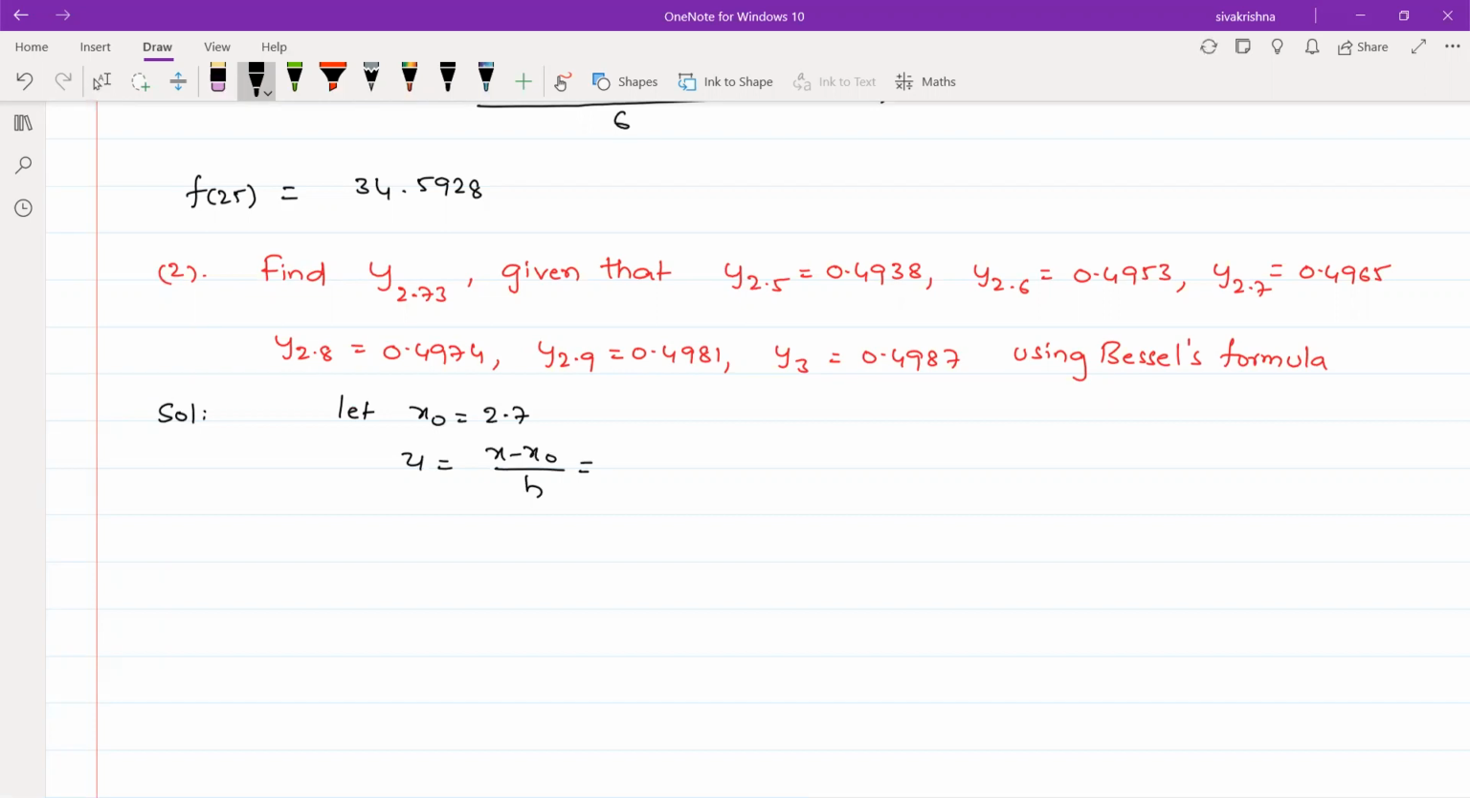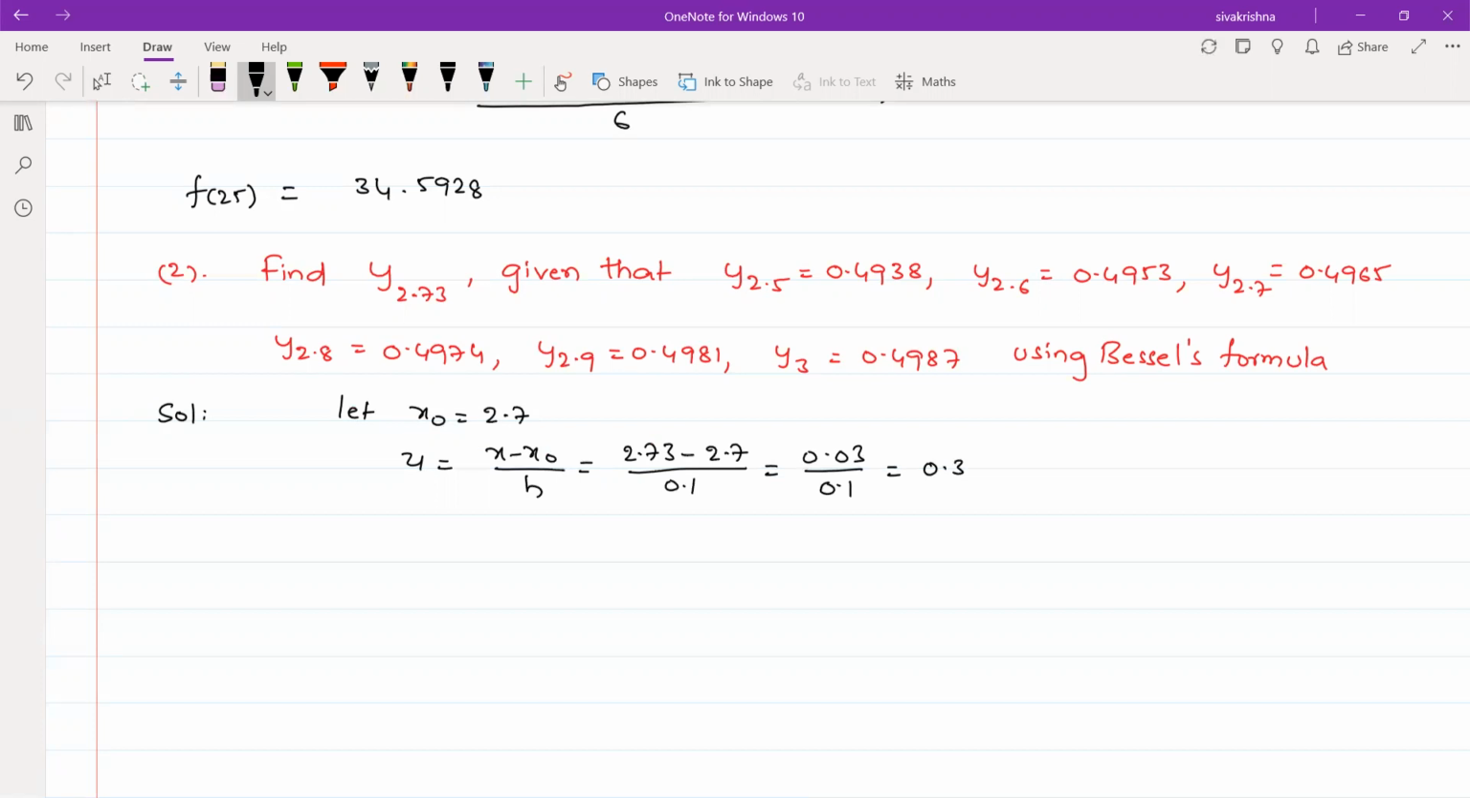Once again, x is nothing but 2.73. The value which we have to find should be treated as x. That is 2.73 minus 2.7, by the interval of difference of x values. Whatever values we have in the suffixes, the difference between those values is 0.1. So we have to write 0.1. On simplification, we get 0.03 by 0.1. So this is nothing but 0.3. So the value of u is 0.3.